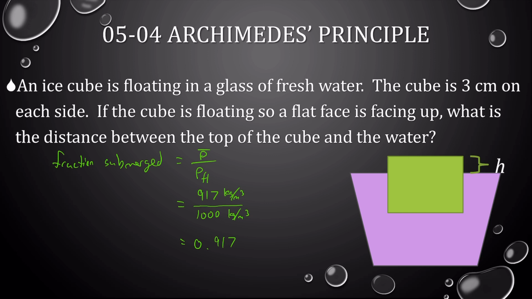So to find out how much is submerged, I can multiply that by the 3 centimeters, which is 2.751 centimeters, and that is submerged. So if I want the amount above, it would be 3 centimeters minus the 2.751, which is 0.249 centimeters above.